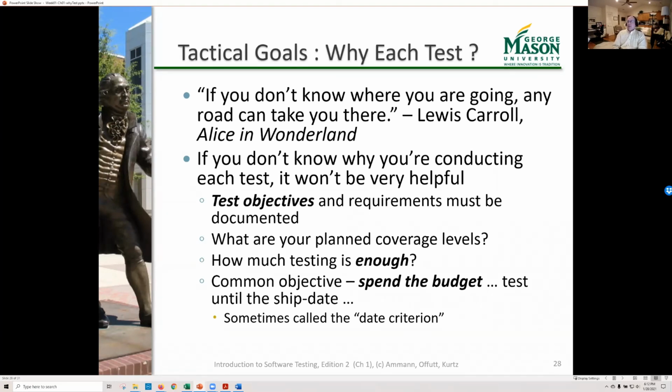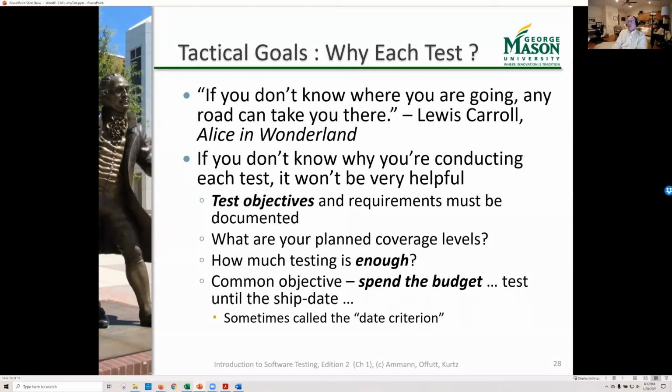One way to look at that is, what are our planned coverage levels? If we have a testing criterion, how much of that criterion are we planning to meet? How much testing do we have? That gives us a couple of good things. Or rather, if we don't have that, we have a few bad things. If we don't have a stopping point, then when do we stop testing?